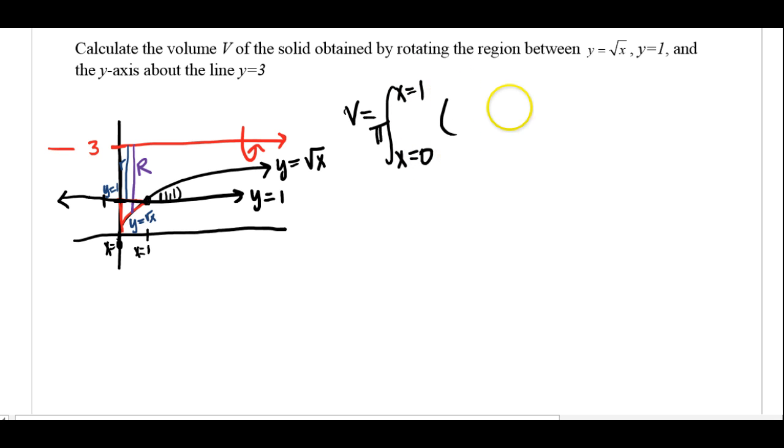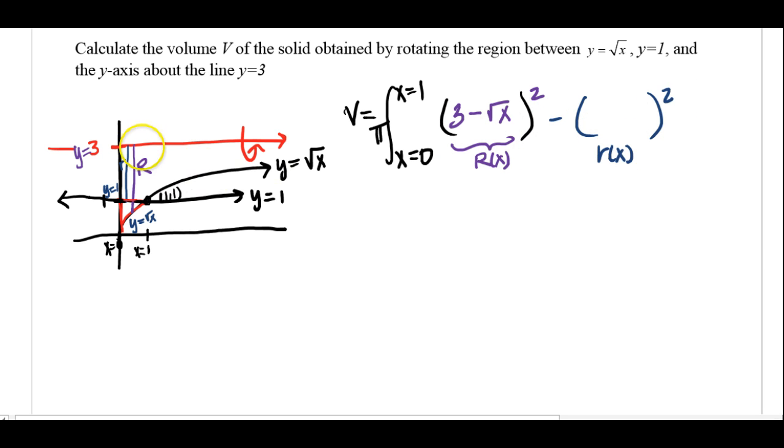And my big radius squared, and I will do it in purple to match my big radius, is top minus bottom. So the top being 3. So this is the line y equals 3. So 3 minus the bottom function is rad x. So it's my big radius squared. So here's my big R of x. And then I need to subtract my little r of x and square it. So little r is top minus bottom, so 3 minus 1. So 3 minus 1 quantity squared, and then dx.